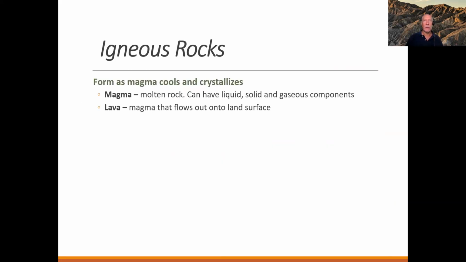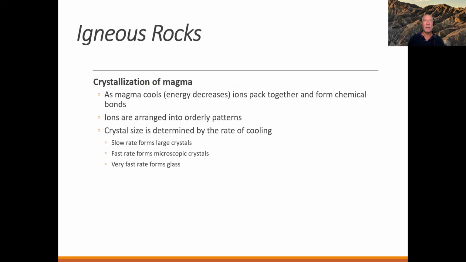So magma is molten rock. It is liquid, though it will sometimes have solid or gaseous components too. Magma that flows out onto the land surface is called lava at that point. As magma cools, the ions, the little cations and anions, start to arrange themselves into crystals. The longer it takes to cool, the more time there is to grow crystals, so larger crystal size generally indicates slower cooling.